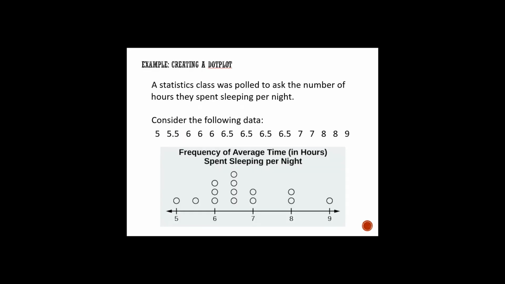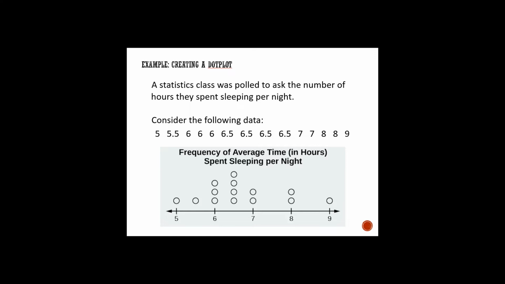Now let's use this one for an example. On page 6, you can recreate this dot plot that I've got on the screen, using the data points 5, 5.5, 6, 6, 6, 6.5, you get the picture. That's the data. It was a statistics class that was polled to ask the number of hours they spent sleeping each night. Now what I do is I set up first my number line. The smallest number I need to represent is 5, and the largest that I need to represent is 9.